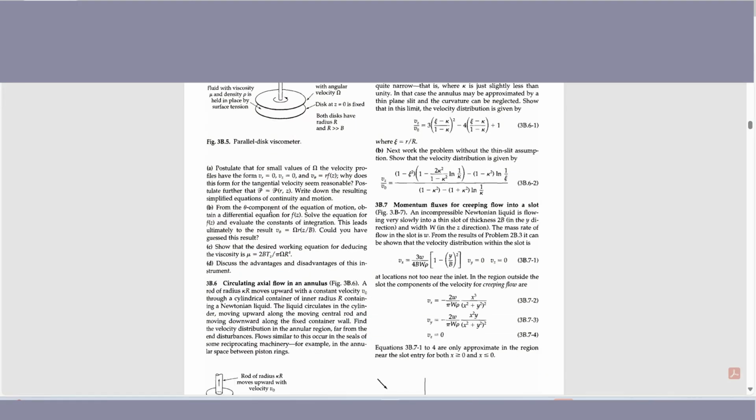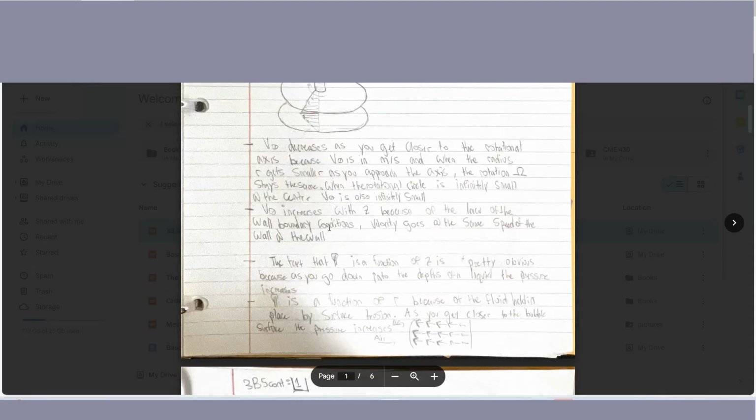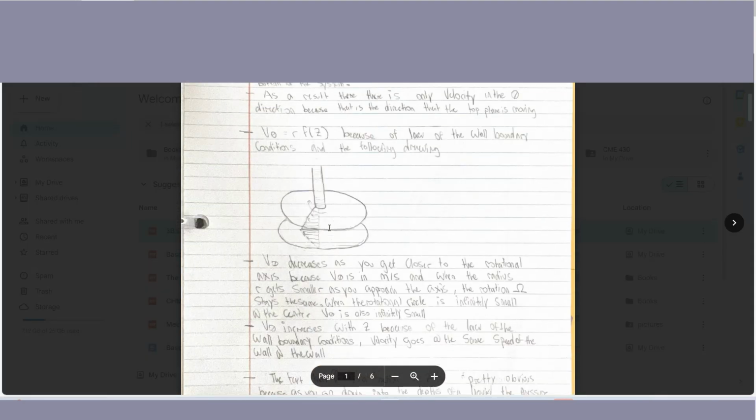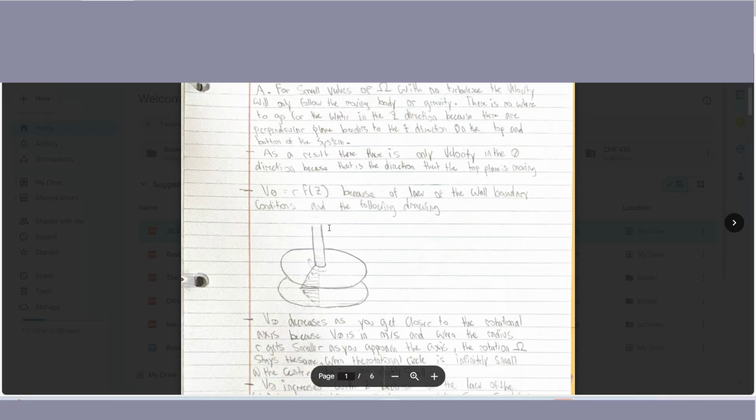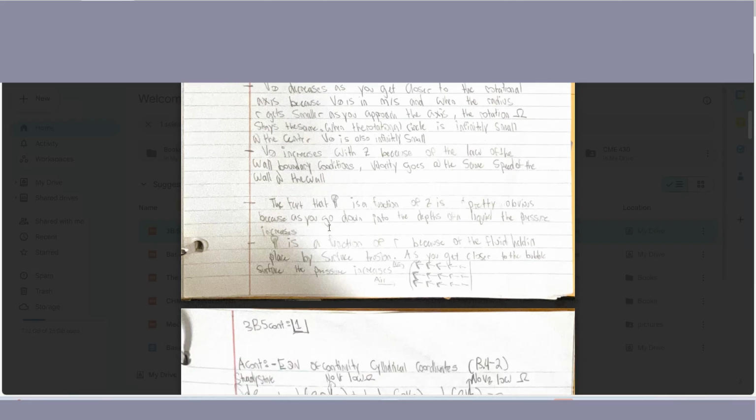All right, so from the theta component of the equation of motion, obtain a differential equation for f of z. From up here, we can see that f of z equals v theta divided by r. Solve the equation for f of z and evaluate the constants of integration. This leads ultimately to the result of v theta equals this. Could you have guessed the result? I'll just put this here in case you want to read it. It's pretty much repeating what I said.